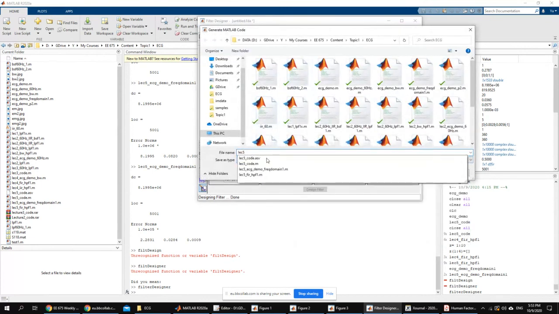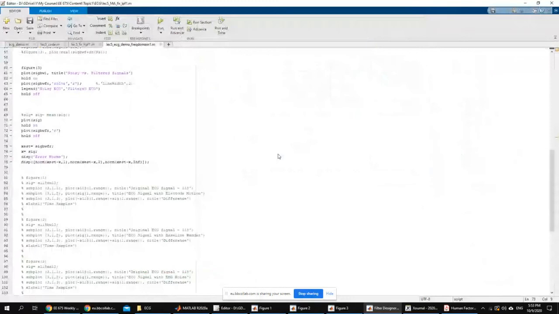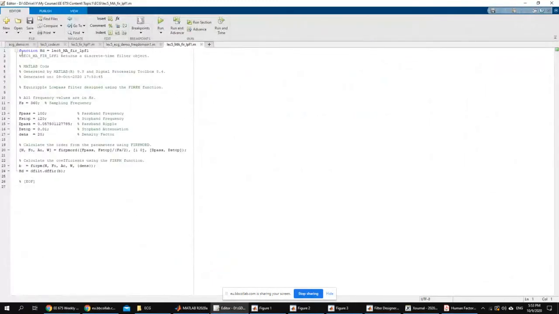Leg 5, EMG or MA, because it's muscle artifact. Low-pass filter 1. Let's write it FIR also. Okay. So now we have it here. We do exactly the same as we did before.